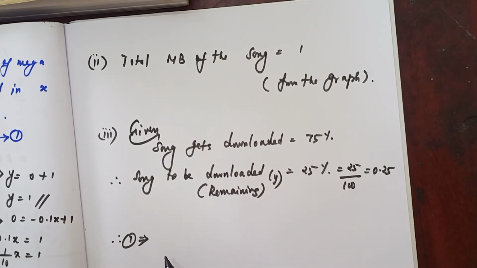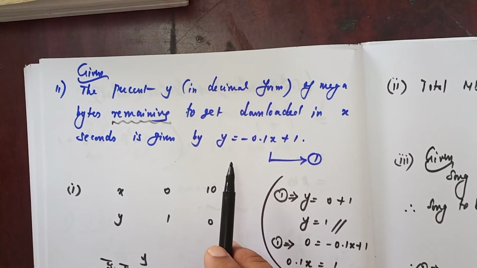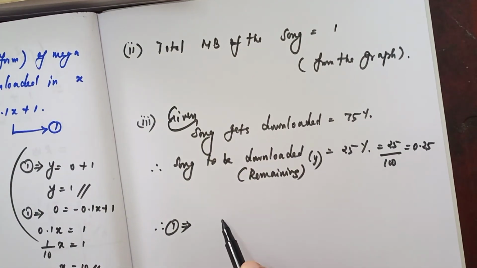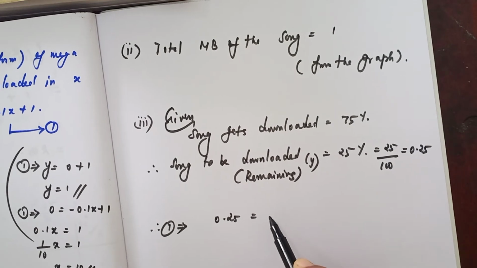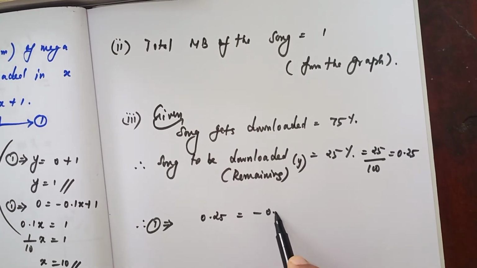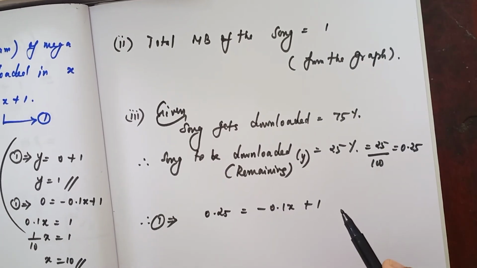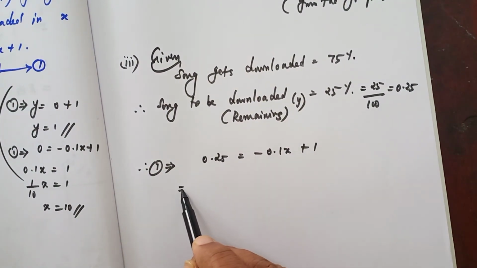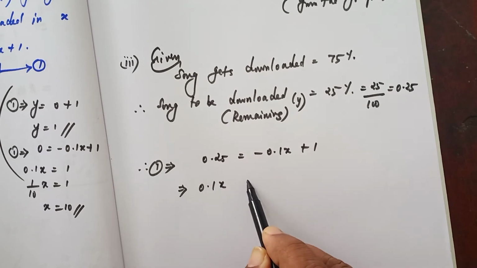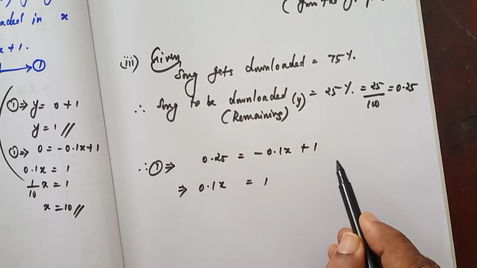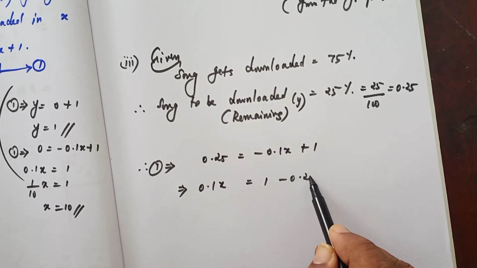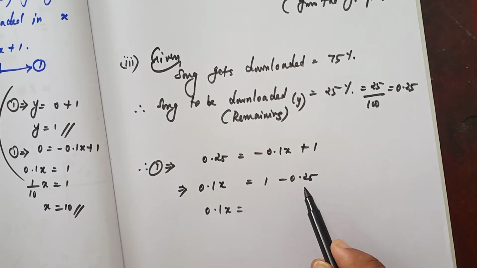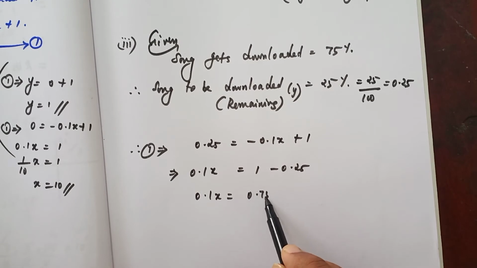Substitute in equation number 1. Here it is y that is equal to minus 0.1x plus 1. So y that is equal to, you know the value of y, 0.25, that is equal to minus 0.1x plus 1. Okay. It comes left hand side, plus 0.1x, that is equal to 1, it goes right hand side, minus 0.25. 0.1x, that is equal to 1 minus 0.25, that is equal to 0.75.